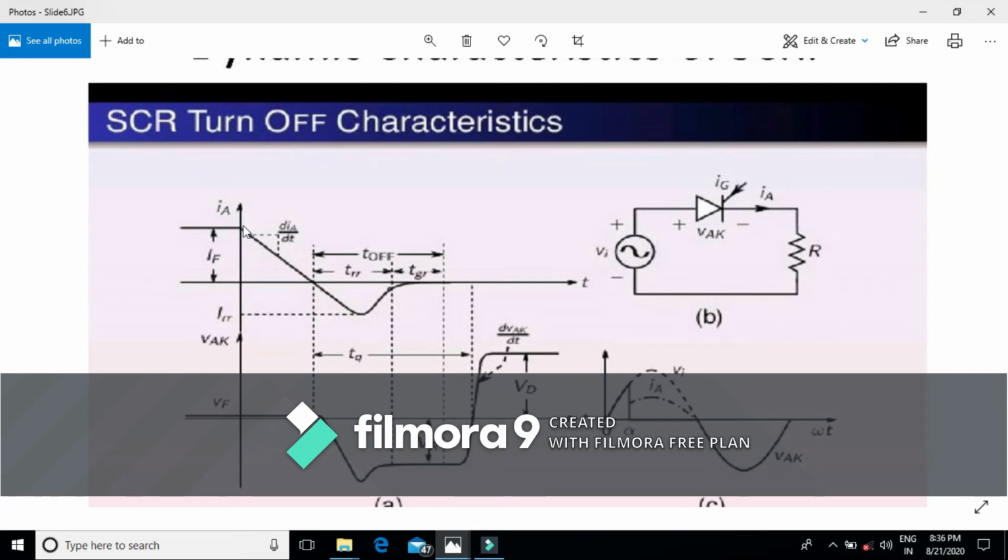this turning off of the SCR is initiated by turning off the supply, or we can say by providing some reverse voltage. Once this current starts decaying with some slope until it reaches zero, the current even starts flowing after that interval, after the current becomes equal to zero. That means this current becomes negative here till it reaches its maximum, and then slightly goes on decaying until it reaches its zero value.